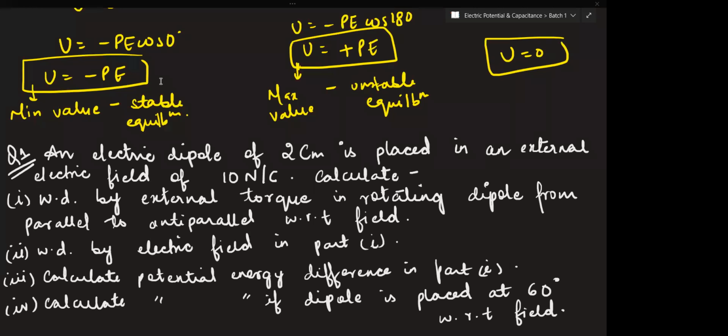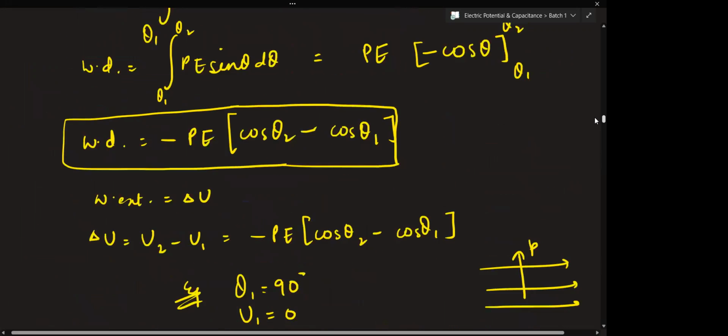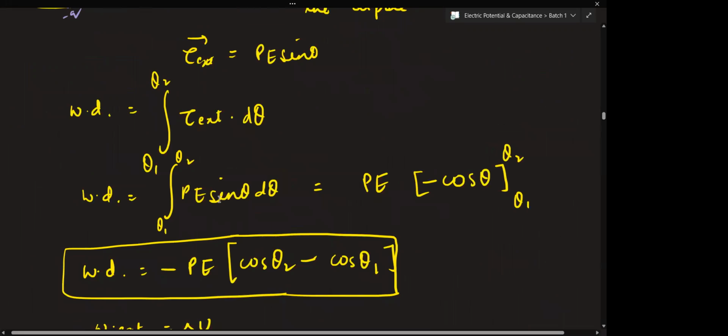Teacher, in the above equations, I didn't understand how cos is there. Like it should be sine, right? Cos, because we have integrated, no? Work done has been integrated. So that sine theta has been converted into cos theta. Okay, teacher.